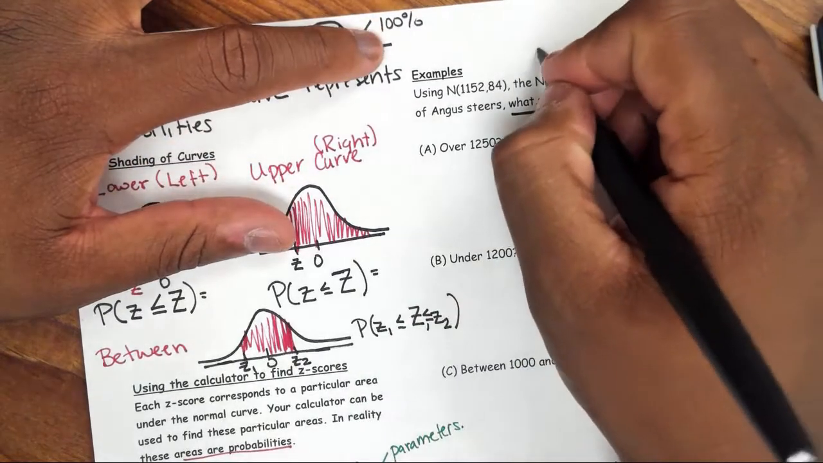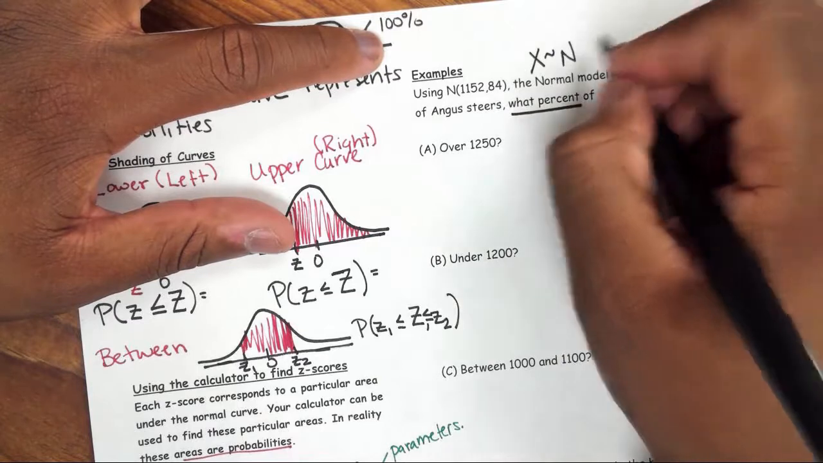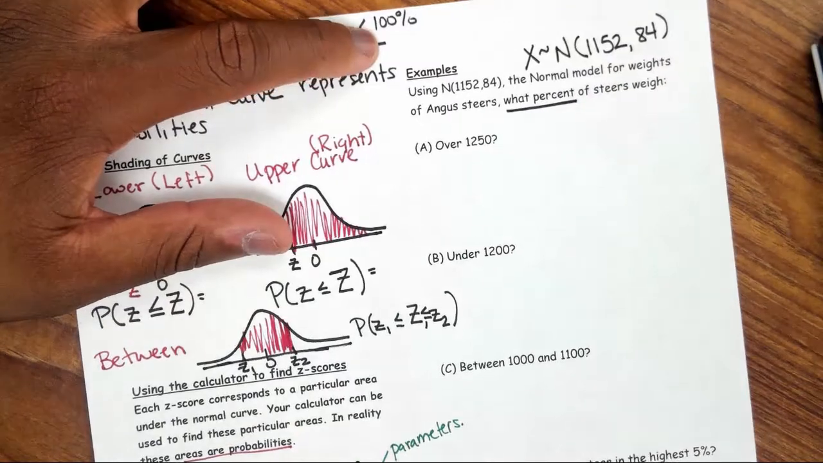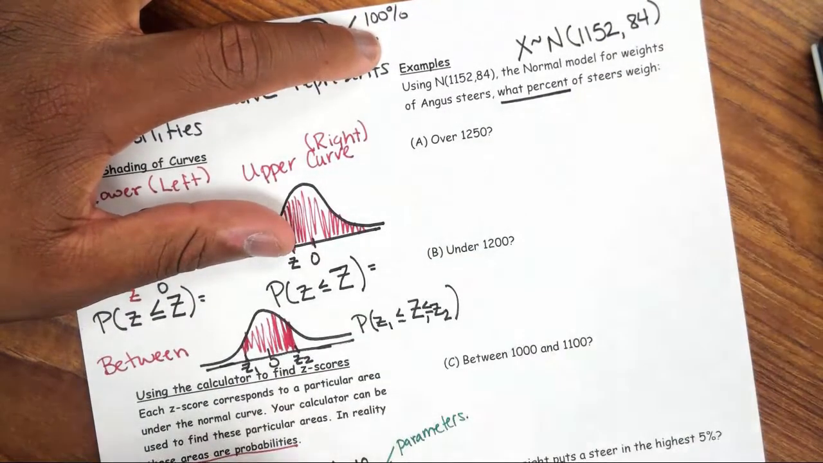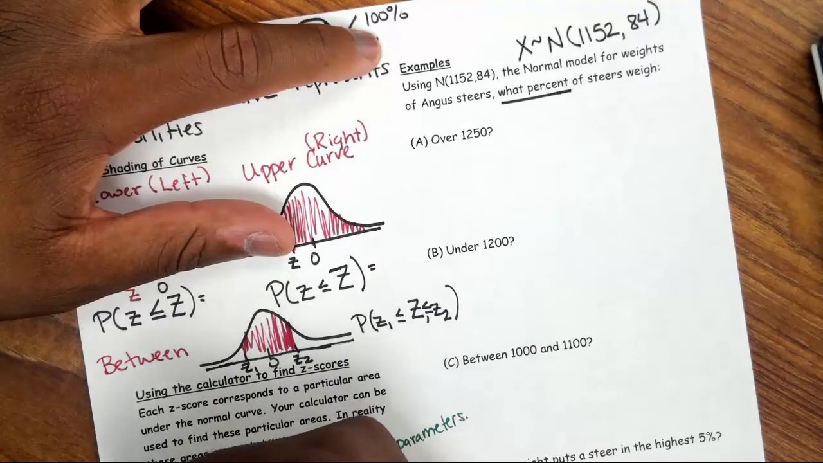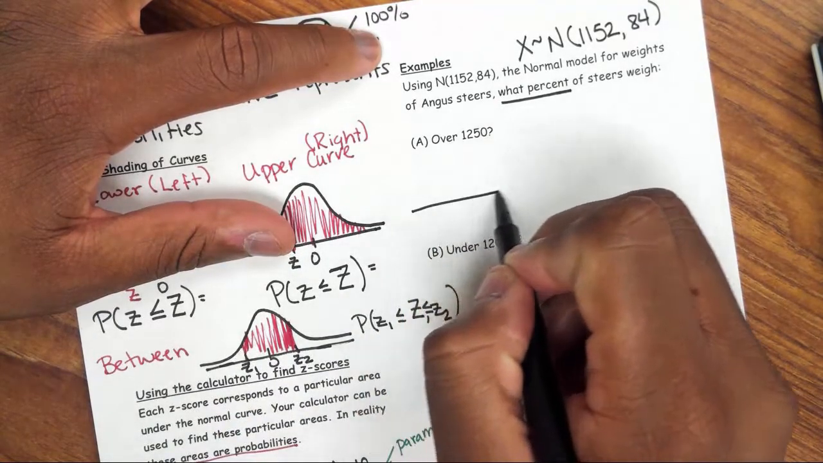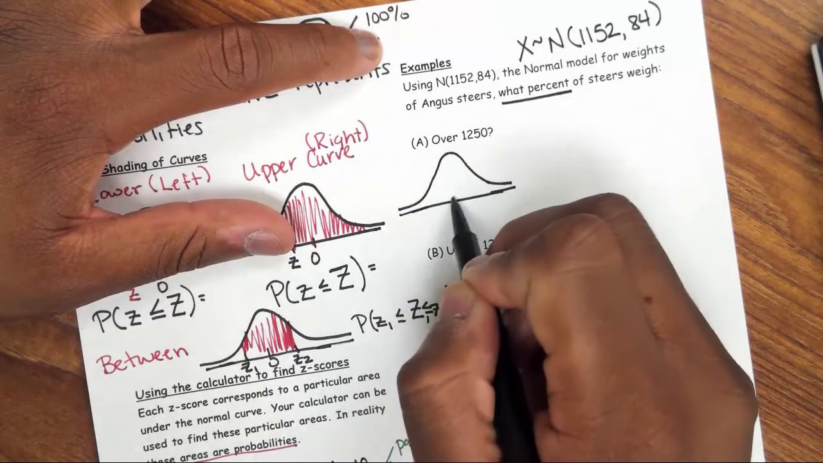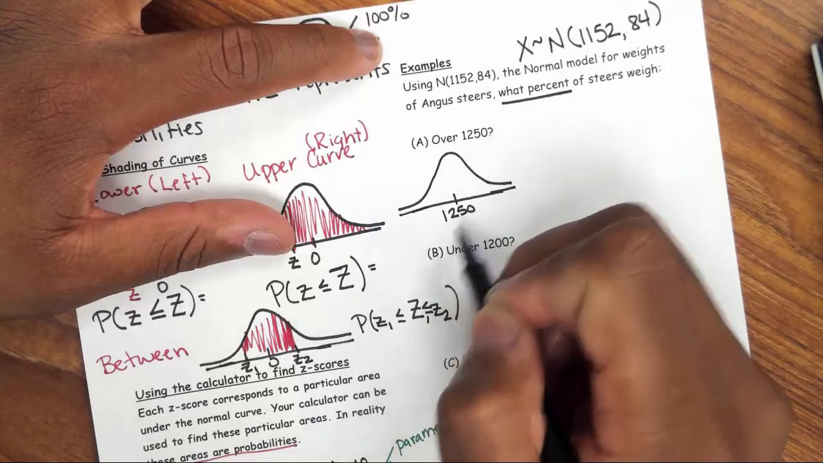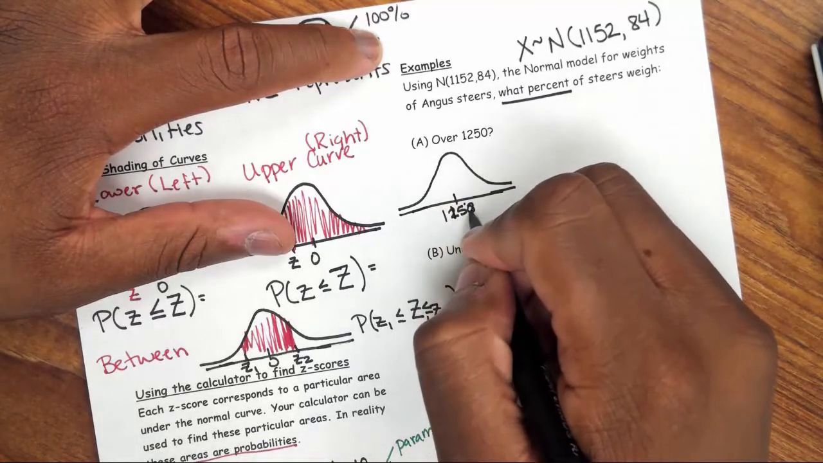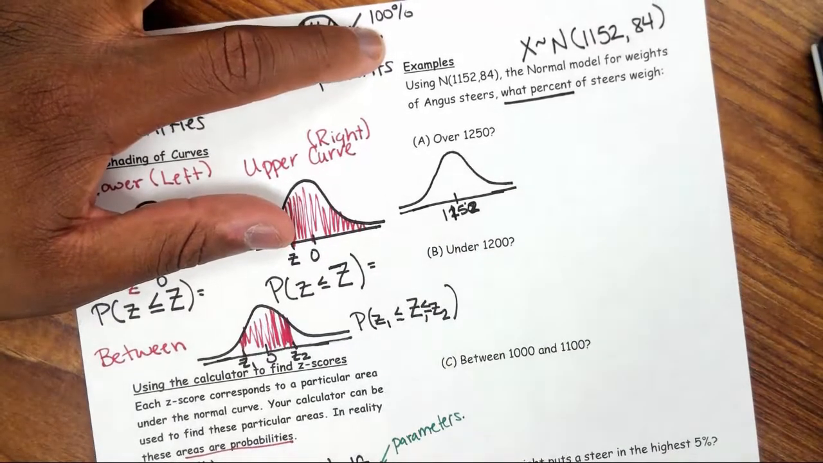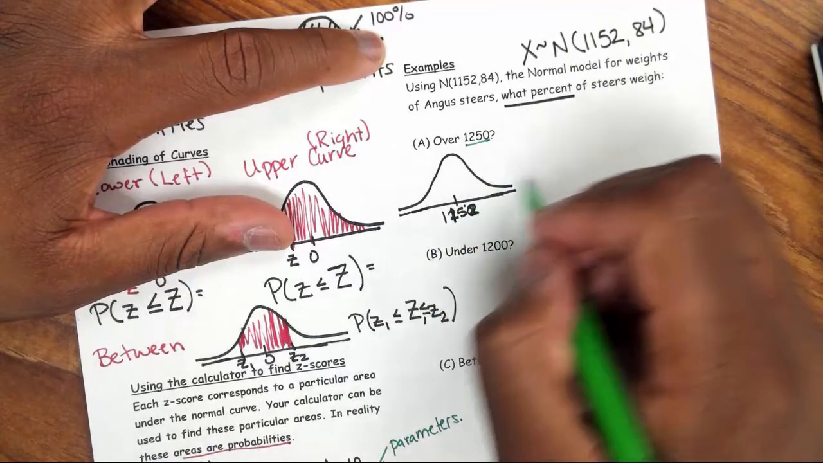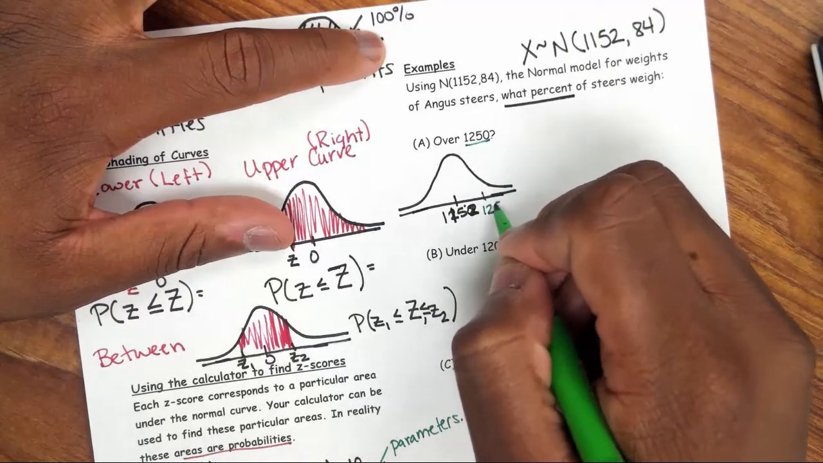So we know that our normal model is defined like this. X is approximately normal with a mean of 1152, standard deviation of 84. This says I want to calculate over 1250. When you start any one of these problems, you're always going to draw a curve. So I'm going to draw a normal curve. And on this normal curve, I'm going to set the mean, which is at 1152. So set the mean of the curve at 1152. Locate this value 1250 on the normal curve. Is it to the right or to the left of 1152? And this one falls to the right at 1250.